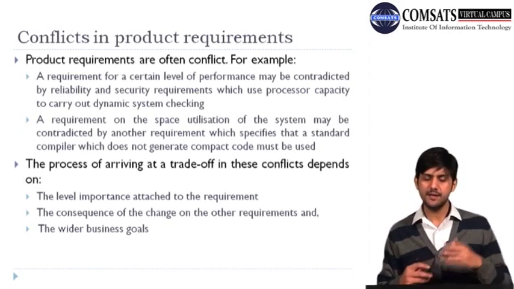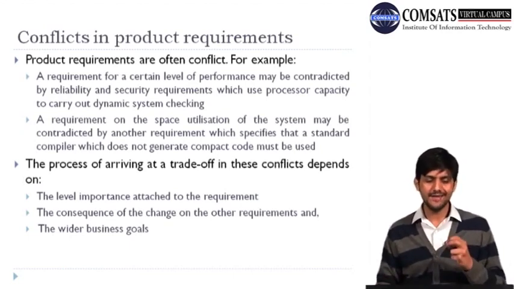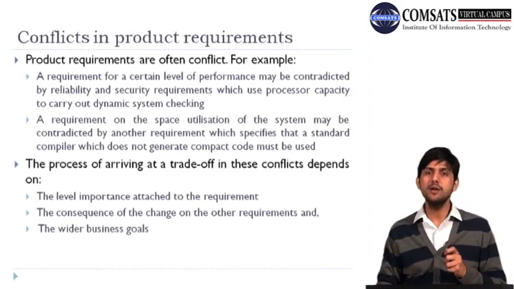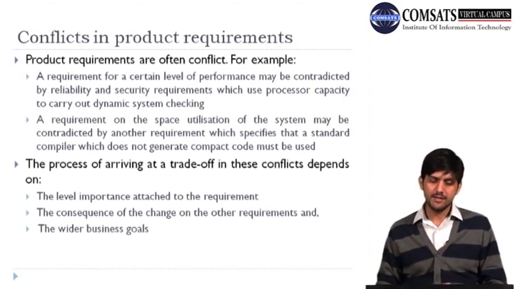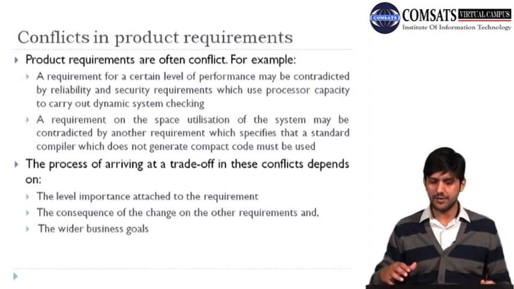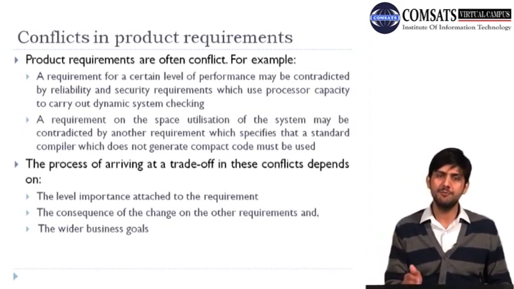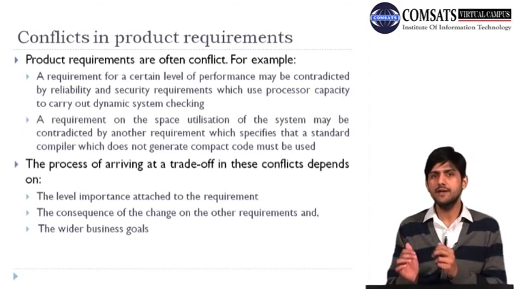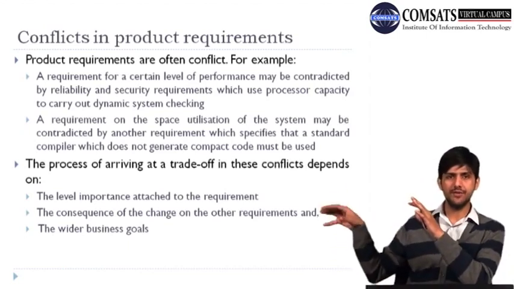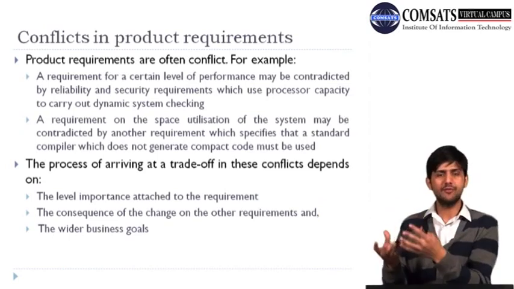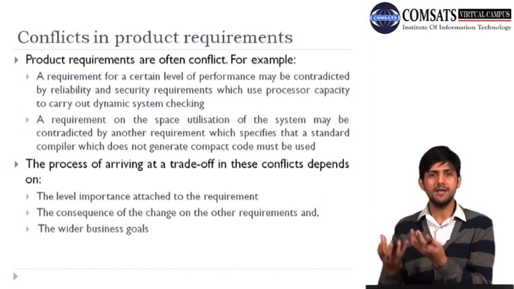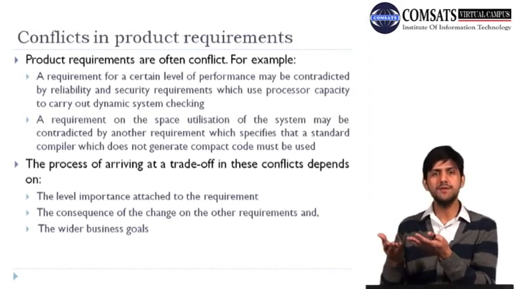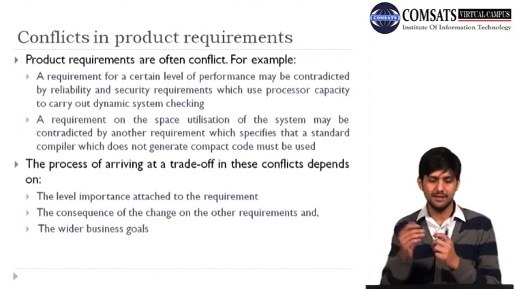For example, a requirement for a certain level of performance may be contradicted by reliability and security requirements which use processor capacity to carry out dynamic system checking. So this can happen: we are trying to achieve something, for example performance, but then we have another constraint, which is reliability or safety or security, which is actually limiting the system performance in some fashion. So we have to strike a balance between all these things. We have to come up with something which is acceptable to the client and which is doable as well.